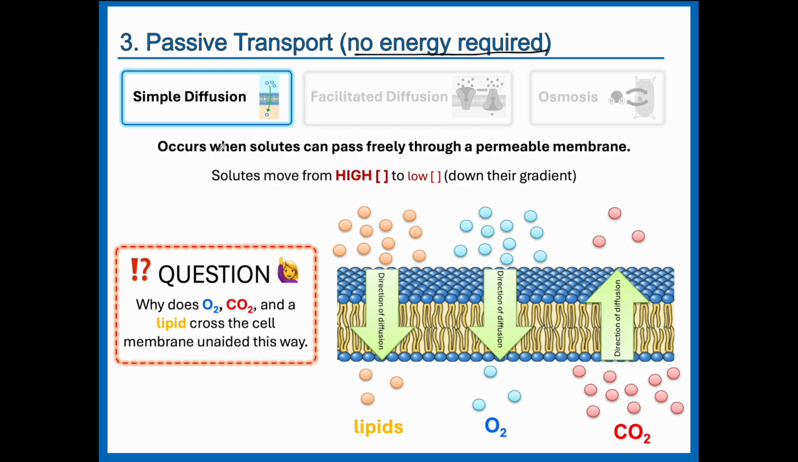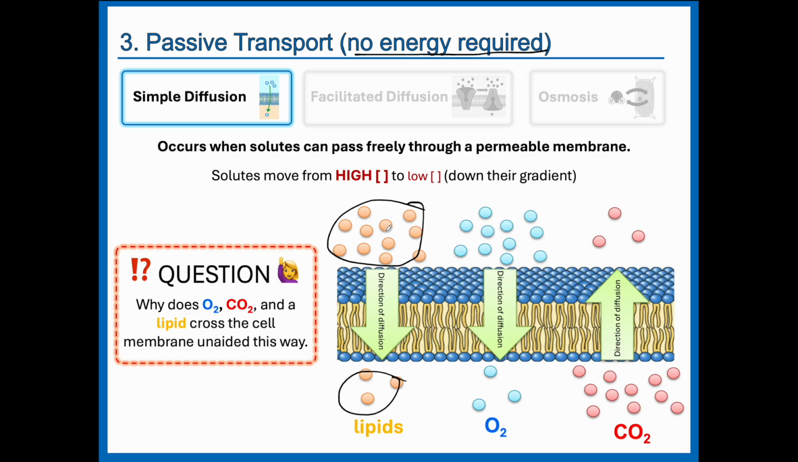Simple diffusion occurs when solutes can pass freely through the permeable membrane. Solutes move from a high concentration to a lower concentration, down their gradient. Remember, high to low is a type of passive transport. You don't need energy. So, for instance, let's take a look at these lipids. There's a high amount of lipids here, and a low amount here.